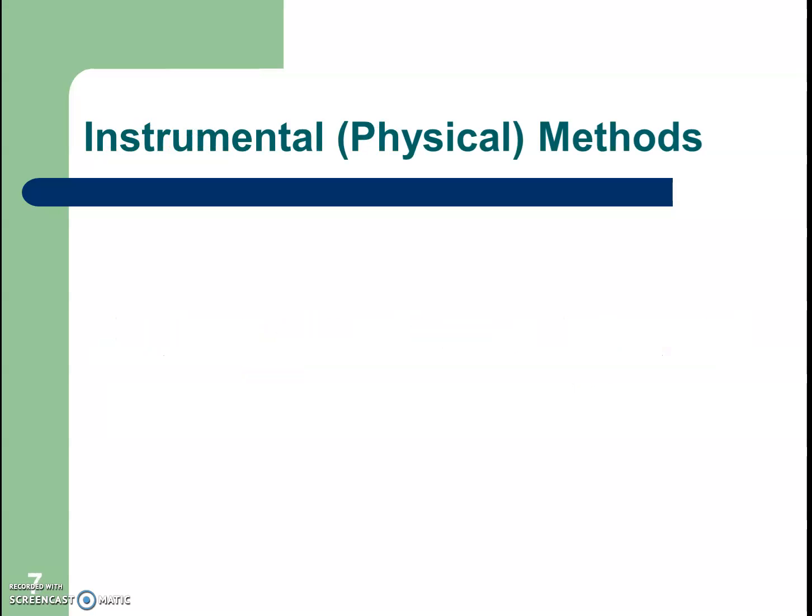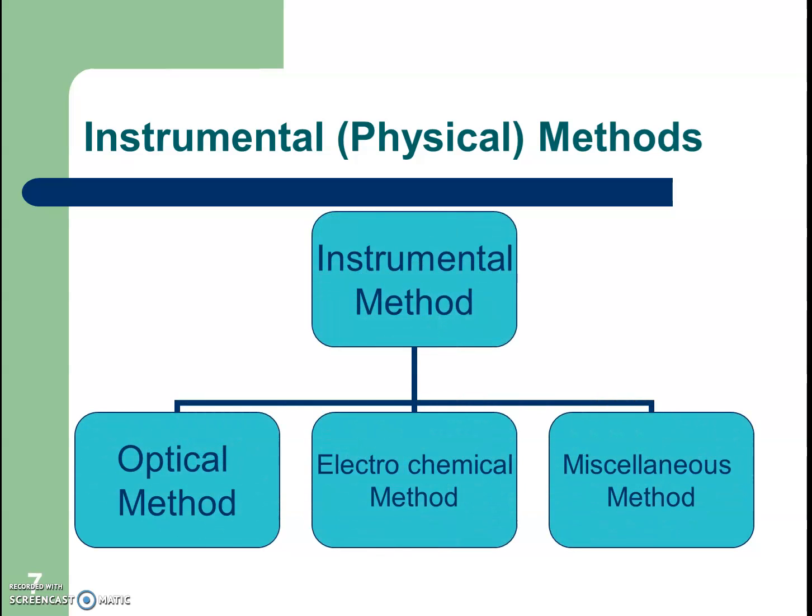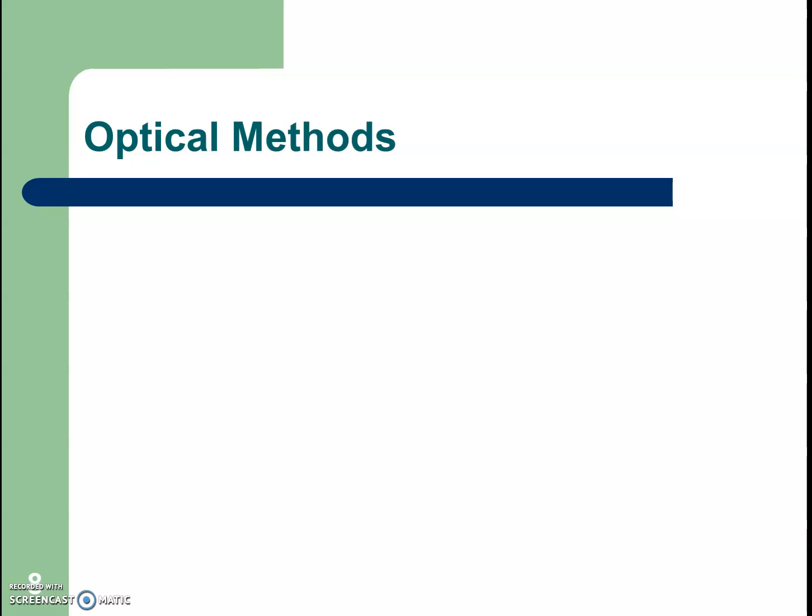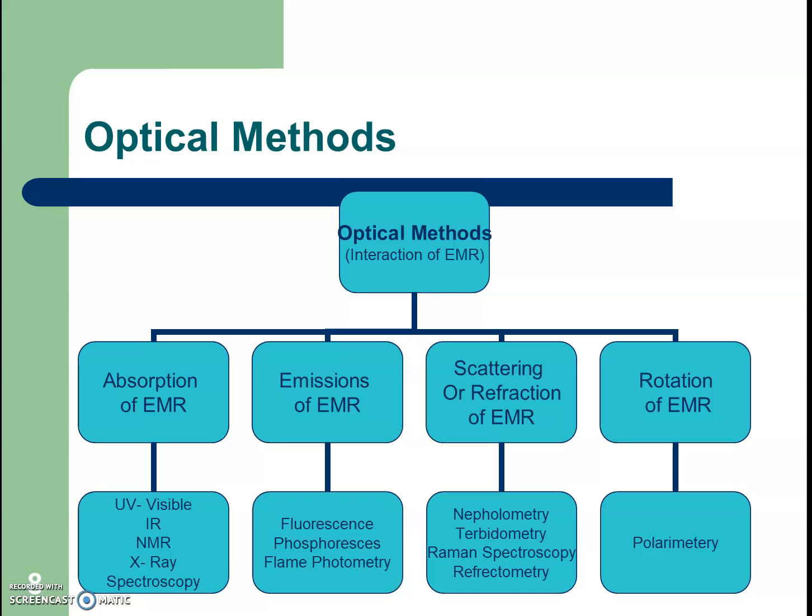The next point is the instrumental method, that is a physical method of analysis. In the instrumental method, we use three concepts by which these methods are classified. The first one is called the optical method, the second one is called the electrochemical method, and the third one is called the miscellaneous method. Now we'll go one by one. First we'll go with the optical method.